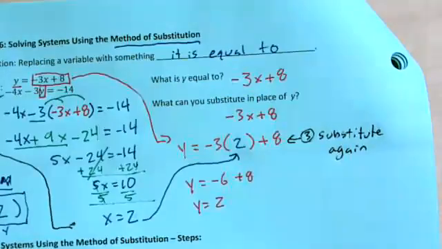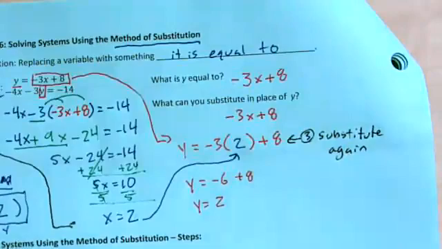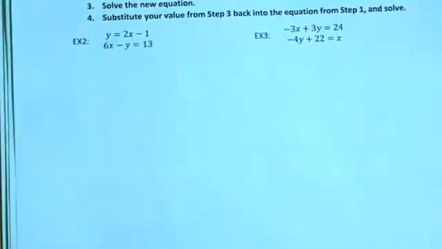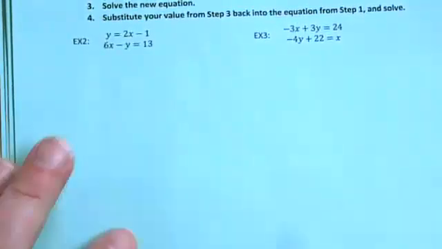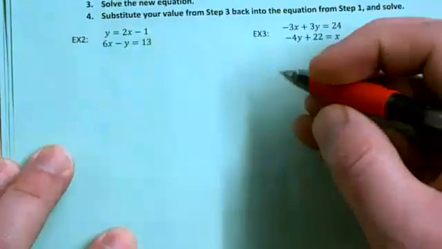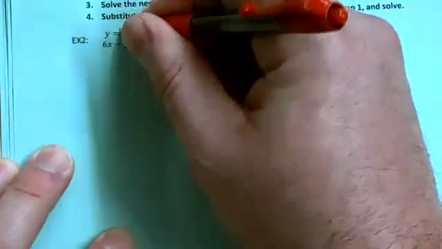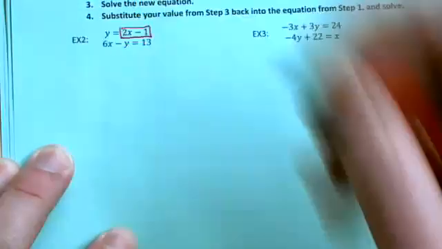Okay, the two examples down below, I'm going to go ahead and work through these a little bit faster. So again, just keep pausing the video if you need to. So in this first system, I see y equals again. So I've got a value that I can put in place of y. That's awesome.